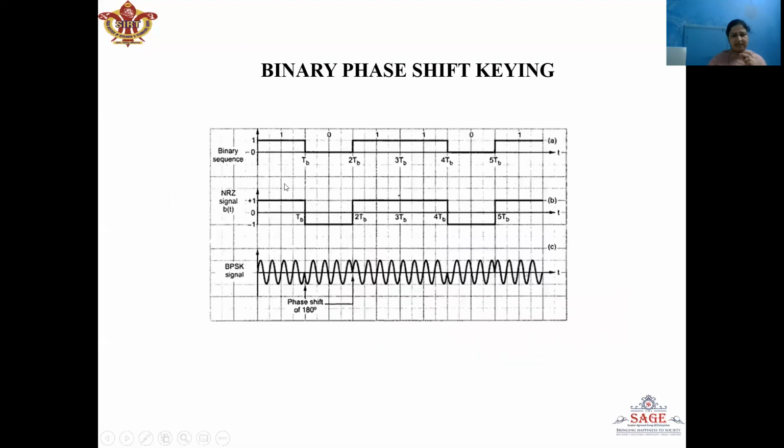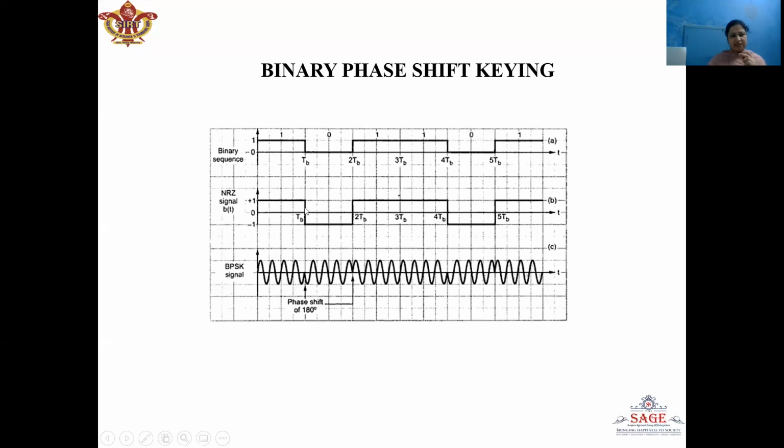So here we can see in the waveform that we have a binary sequence, which is a message signal in the form of bits 1 and 0, where 1 is represented by a positive voltage level and 0 is represented by a low level. The binary sequence is converted into a non-return to zero signal b(t), where 1 is represented by a positive voltage level and 0 is represented by a negative voltage level. Now we can see the modulated signal, which is the BPSK signal.